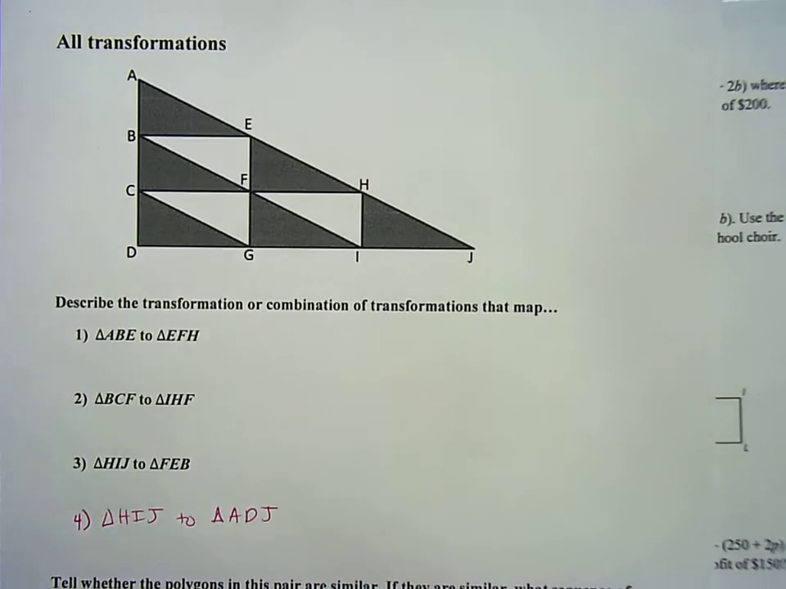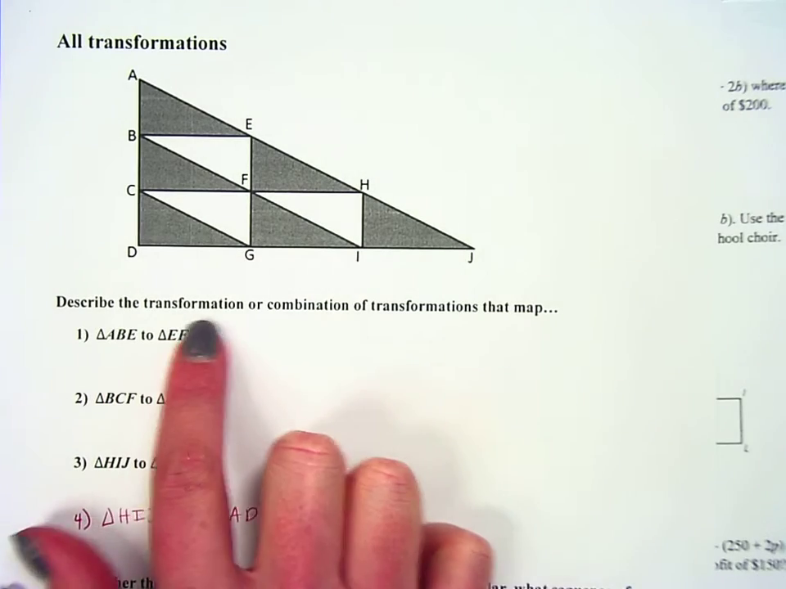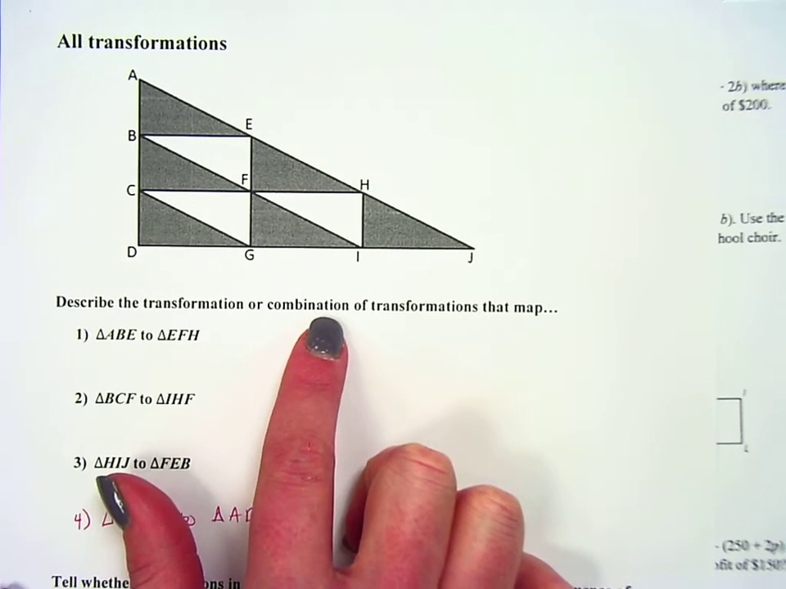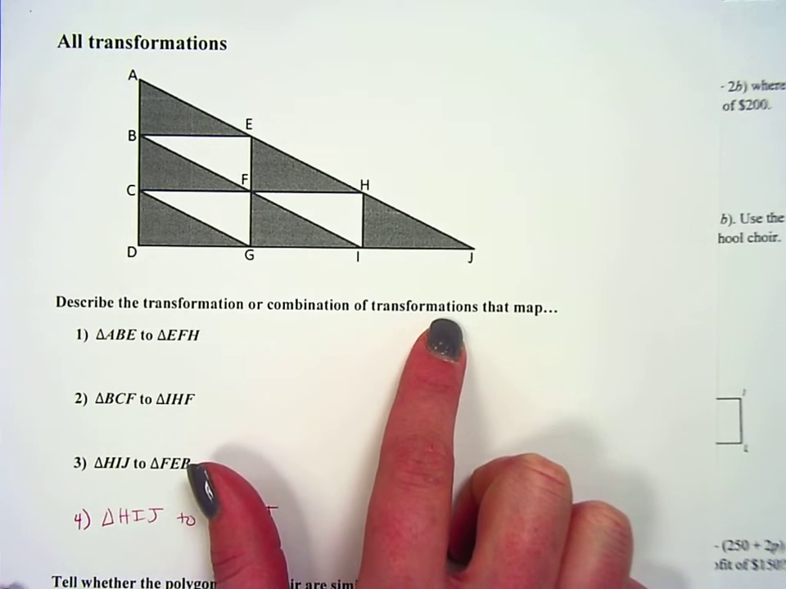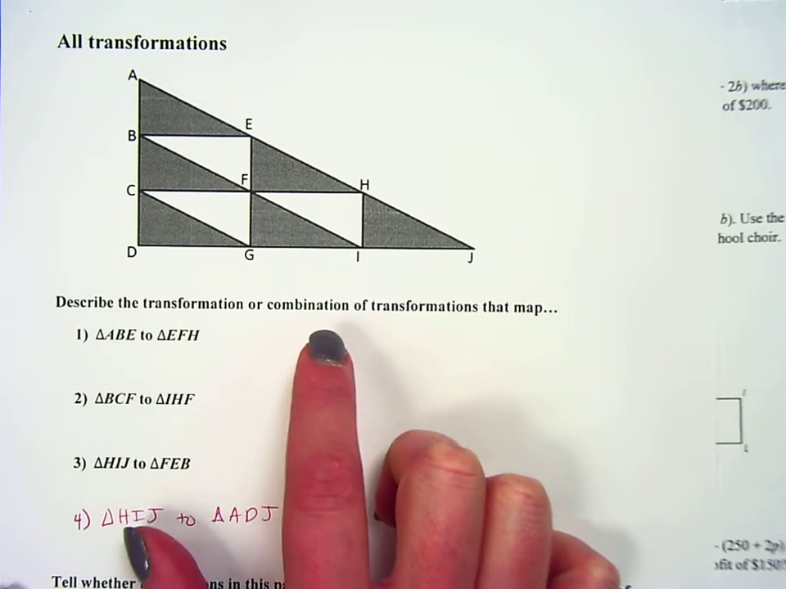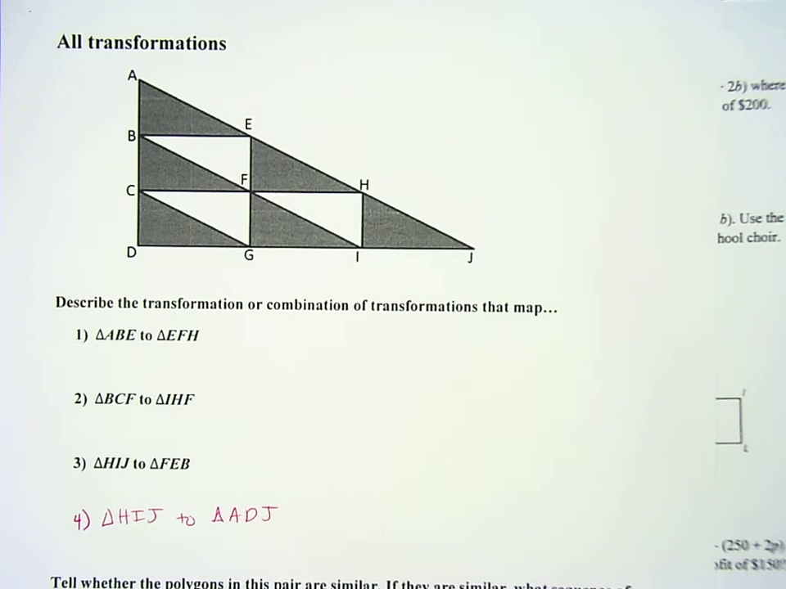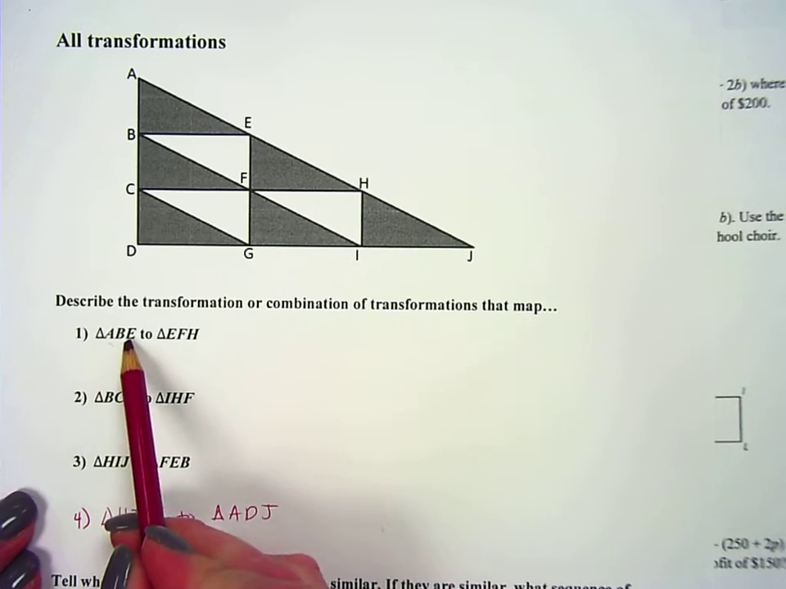This is the notes for all transformations. The directions say describe the transformation or combination of transformations that map the triangles. Keep in mind this combination means it could be rotation, reflection, translation, dilation, or it could be more than one of those put together. So let's start with ABE.